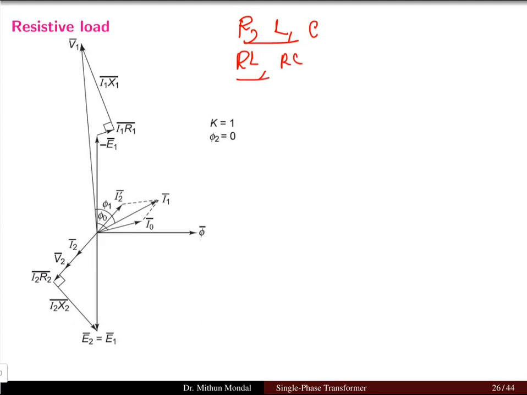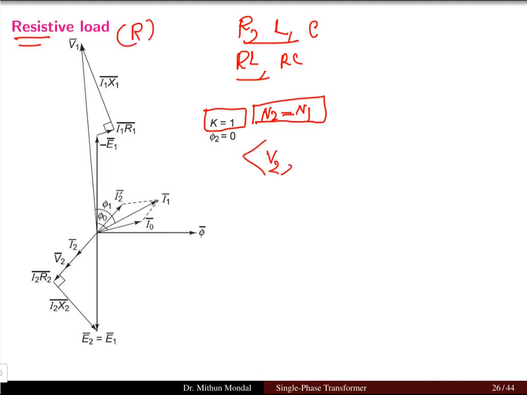So first we will see what is a resistive load phasor diagram. We have taken the transformation ratio K equal to 1. It means the number of turns in the secondary winding is equal to the number of turns in the primary winding. And since it is a resistive load, obviously the angle between voltage V2 and I2 will be equal to 0. So phi 2 will be equal to 0.